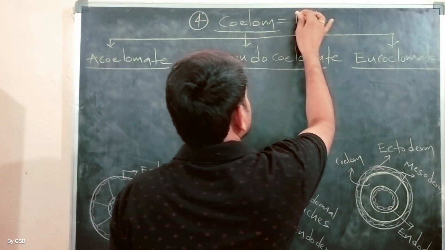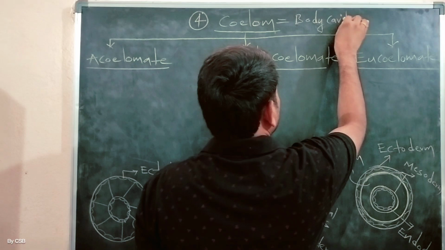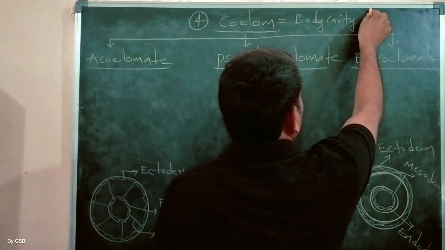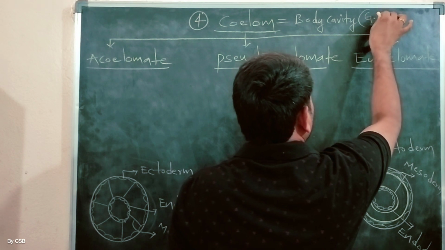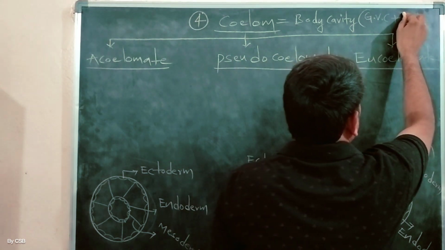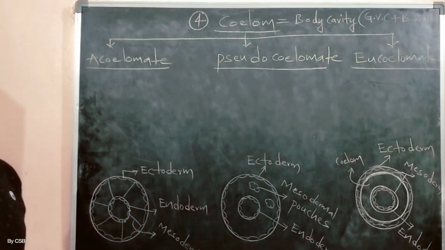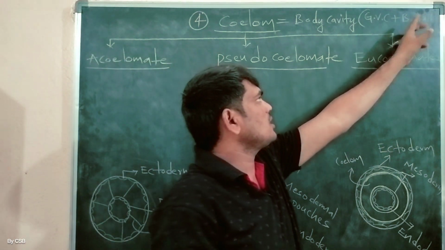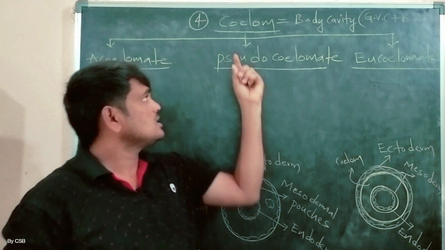Coelom is a body cavity. It is present between the gastrovascular cavity and body wall, like skin. Coelom is an empty space. Coelom is a body cavity.